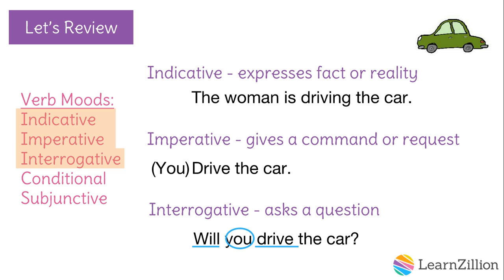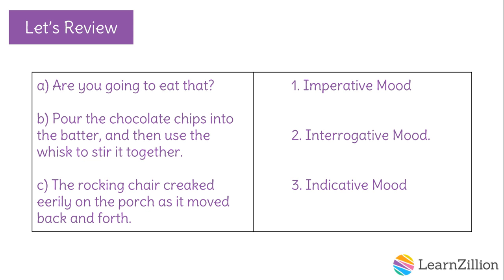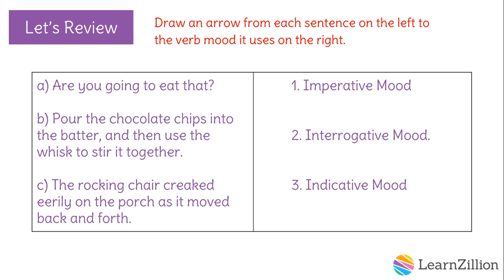So why do we need to learn about verb moods? Well, one reason that it's helpful to know about verb moods is that using verbs in different moods can add variety and interest to our writing. It's much more interesting to read a text that uses a variety of different verb moods than a text that uses only the indicative mood, which is the most common. So let's do a quick practice. Match the sentences on the left to the correct verb moods that each uses on the right. Press pause while you work and play when you finish.